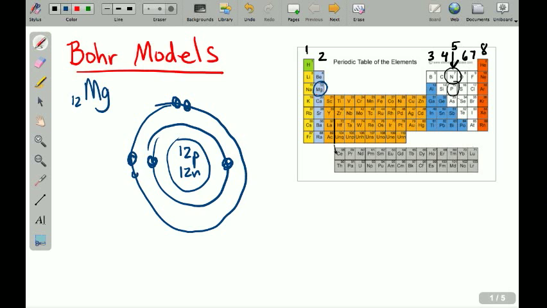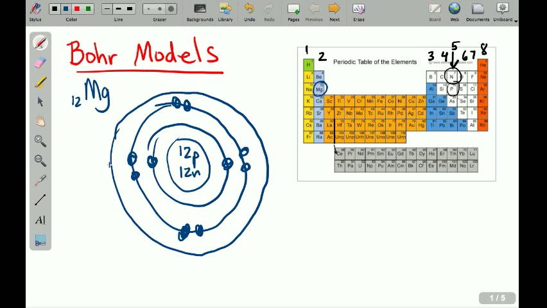These are just fantastic circles, aren't they? 2, 4, 6, 8. This gives you 10. You only need 2 more, which is cool. You draw 1 more ring. And that gives you 1, 2. You're totally done. So that's the Bohr model for magnesium. Just to check, 2 valence electrons. It's in the second column.